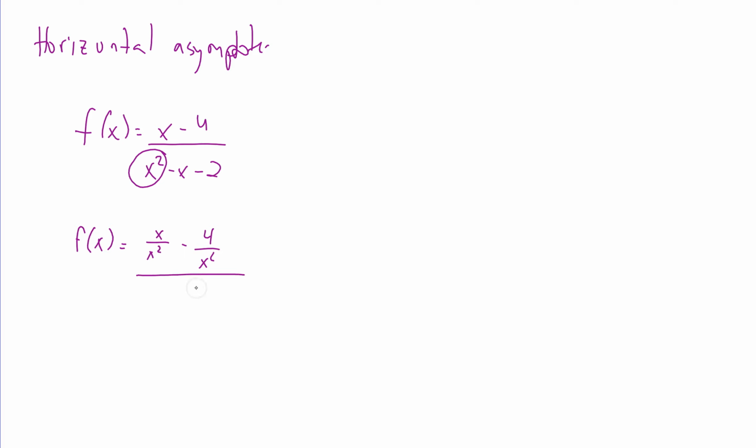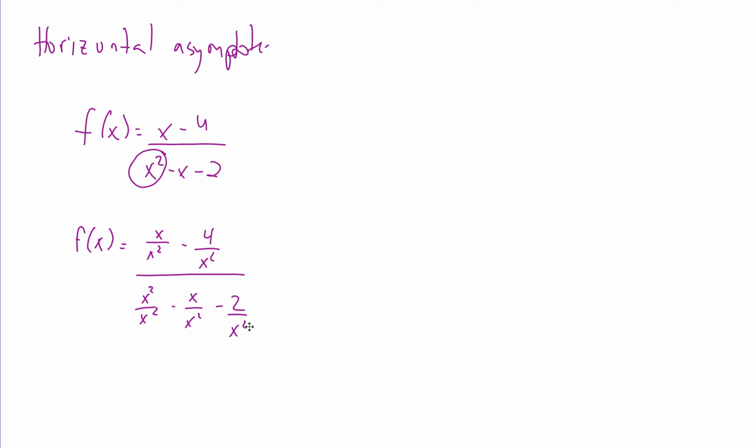Well, we write out f of x is equal to x minus 4 divided by x squared minus x minus 2. And we're going to divide each term by the highest degree of x that we have. So in this case, the highest degree that we have is x squared. So we're going to divide each term by x squared. So we have x divided by x squared minus 4 divided by x squared, divided by x squared minus x divided by x squared minus 2 divided by x squared.